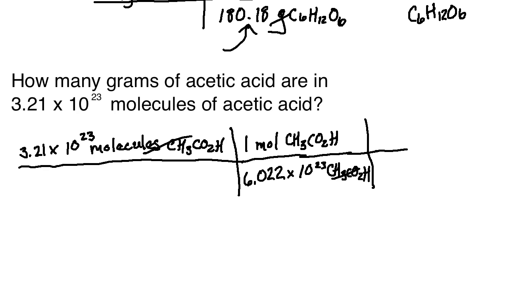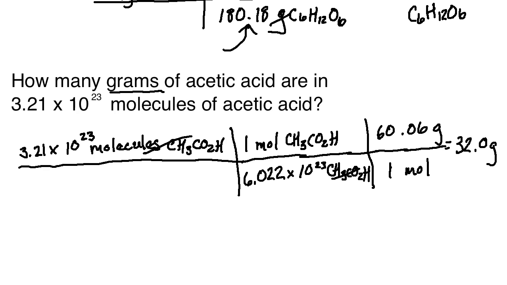So when I'm done with that, the molecules and the molecules would cancel out to give me moles. But this question wants to know how many grams of acetic acid. So if I continue forward from there, I would say 60.06 grams in every 1 mole. Again, for the sake of space, I'm not going to write the unit of acetic acid there, but you should follow this with CH3CO2H if you're keeping track of your units. And when you finish all of that, you should come out to 32 grams of acetic acid are found.